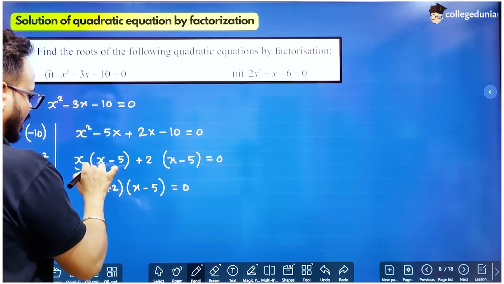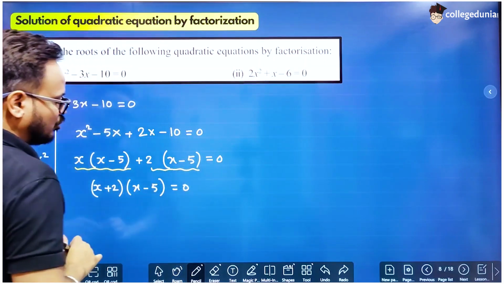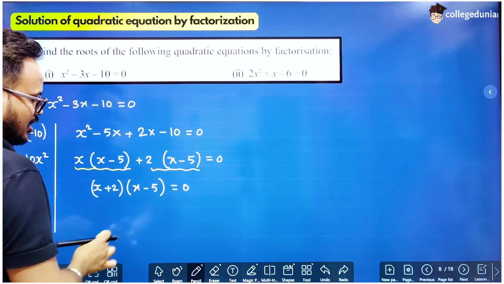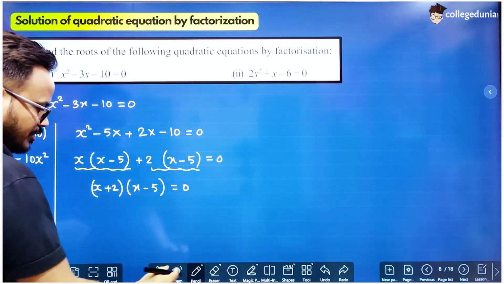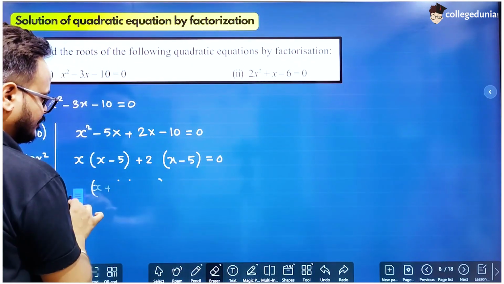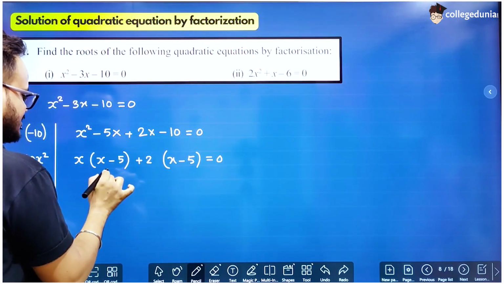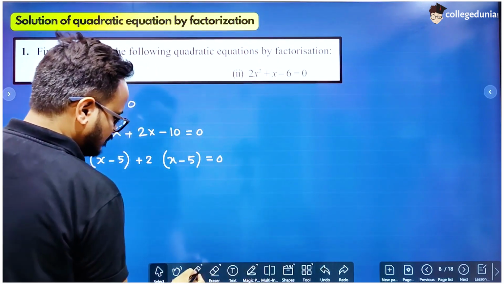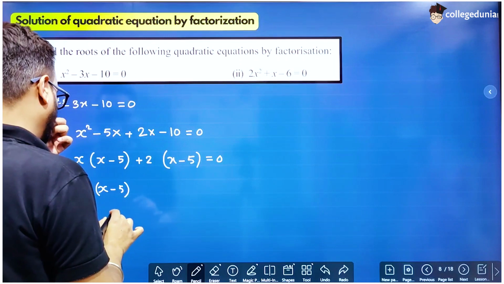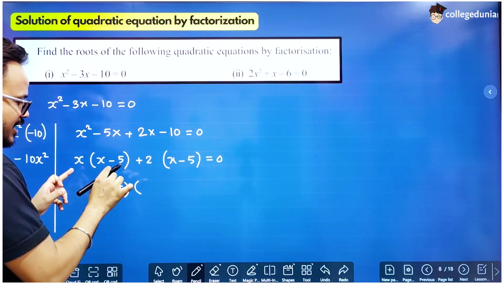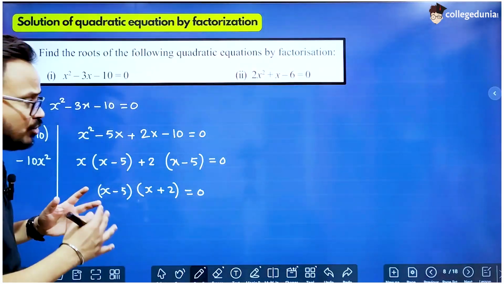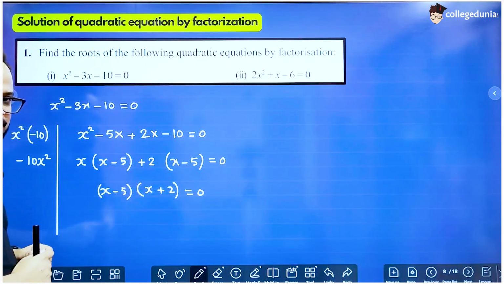Now you have to take this bracket common from both the terms, x minus 5. So let's take x minus 5 common. If you take x minus 5 common, here you are left with x, and here you are left with 2, equal to 0. Now you have the factors of this, x minus 5 and x plus 2.